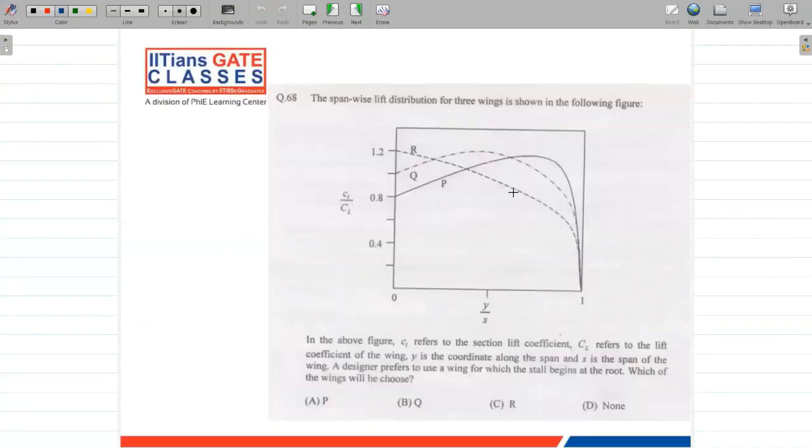All right. Now here is another simple question. The span-wise lift distribution for 3 wings is shown. So there are 3 wings R, Q, P, and their span-wise lift distribution is shown. That is nothing but CL.